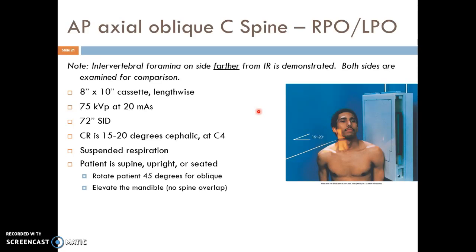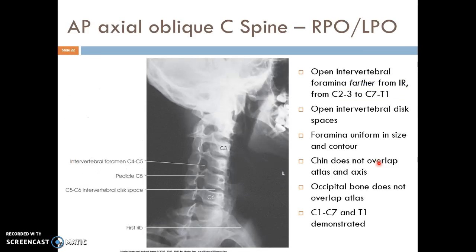Now, need to know for this, for an AP axial oblique, you will see the intervertebral foramina on the side further from the image receptor that's demonstrated. So the patient in this image here is in the LPO position, so we are actually imaging the right intervertebral foramina. Here we can see the intervertebral foramen demonstrated nice and open in this oblique of the C-spine. For the AP axial, you'll see the ones that are furthest from the image receptor.